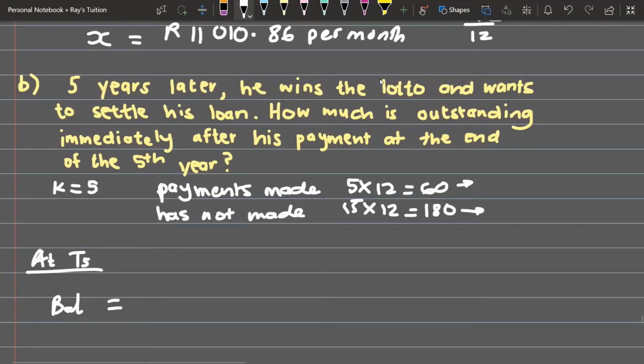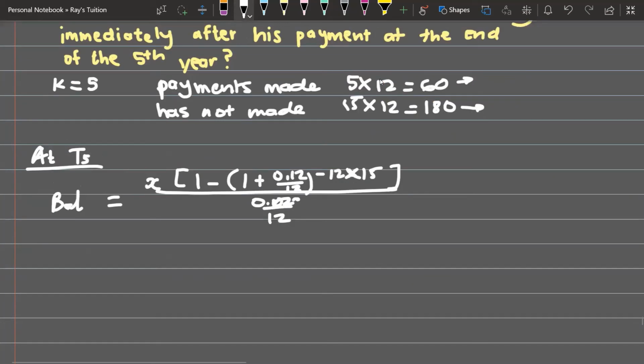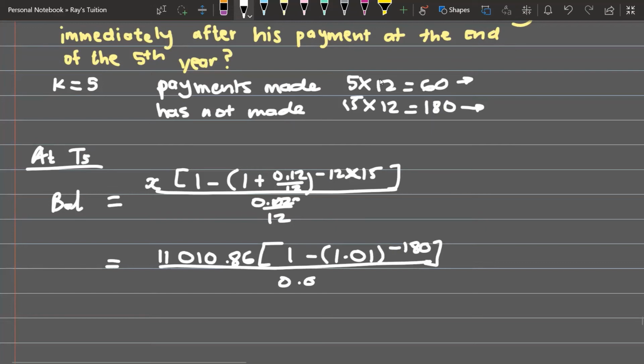So we're using the present value formula, so it's X times 1 minus 1 plus 0.12 over 12 to the power of minus 12 times the payments that he hasn't made, so the 15, all over 0.12 over 12. Okay, I'm going to simplify it. So our X, we know our monthly payment from our last question is 11,010 Rand 86. This here is 1 minus 1.01 to the power of minus 180, all over 0.01.